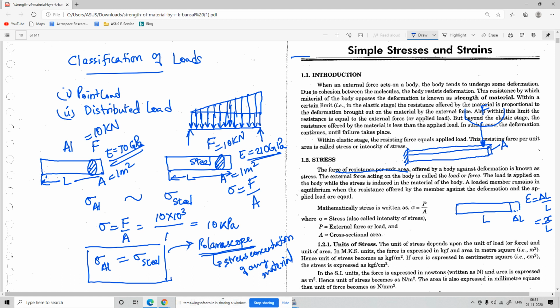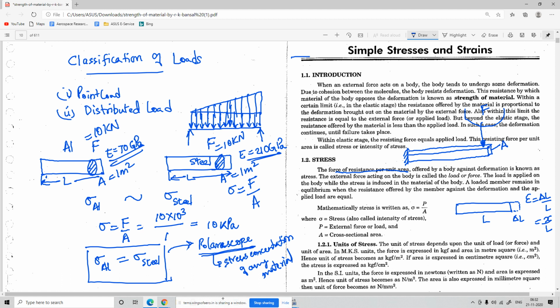Please note down: stress is independent of the material property. But if I have to say for strain, based on the different type of material, the elongation will vary. So when the load is applied, the amount of elongation depends on the material property. Whereas strain is dependent on a material property. All right, please make a note of it.